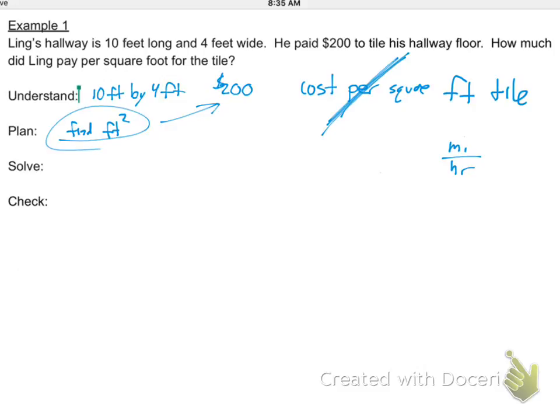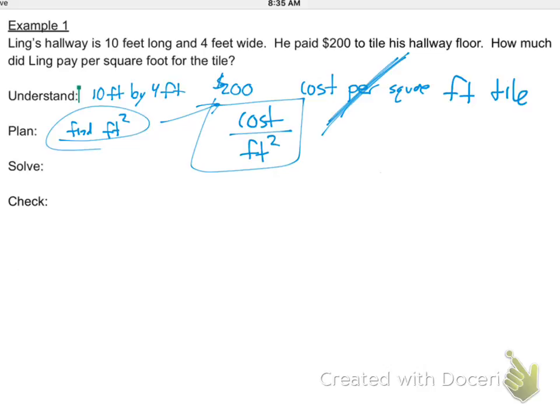We're going to ignore the miles per hour and just use that as a springboard. Here's our plan: it's going to be cost divided by feet squared. If I can take the total cost, which we know, and divide it by the total square feet, which we will find, we'll have an answer, because it'd be cost per square foot.